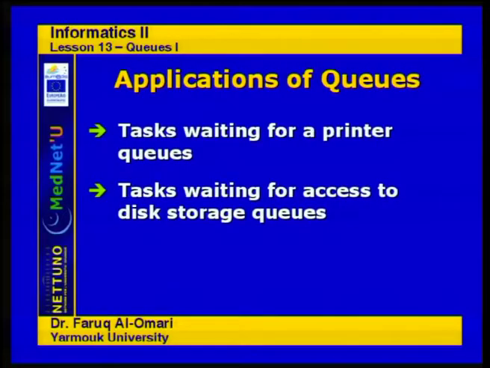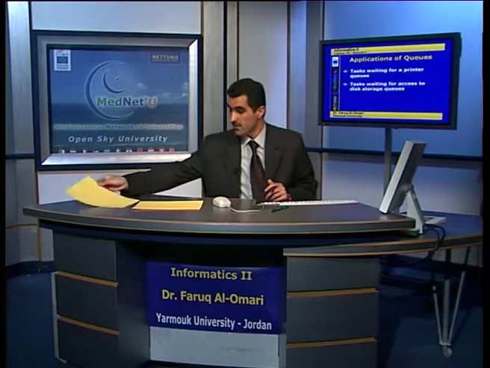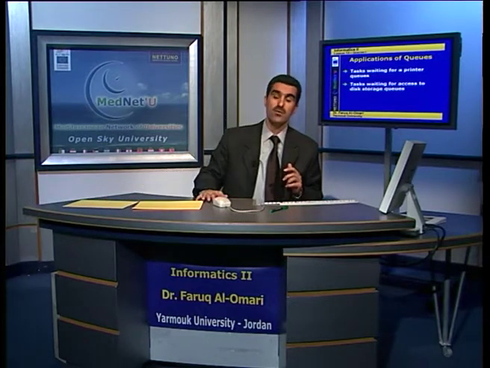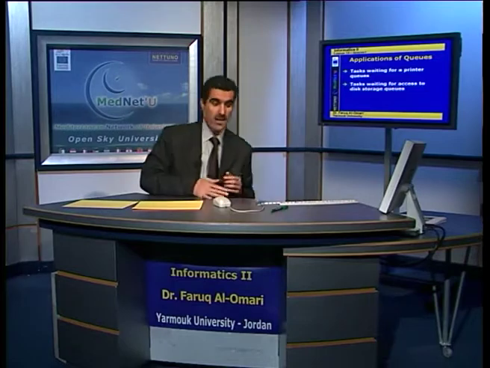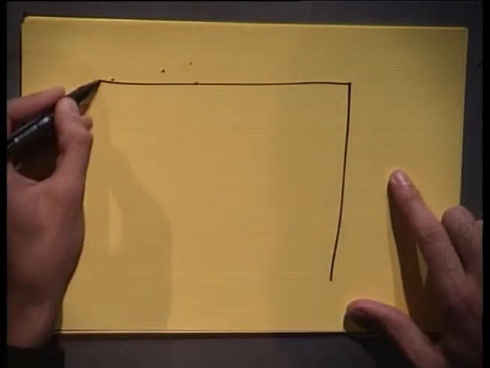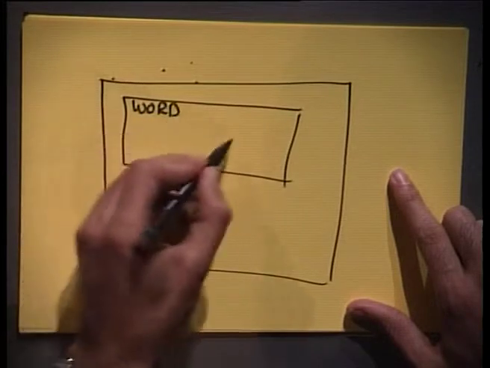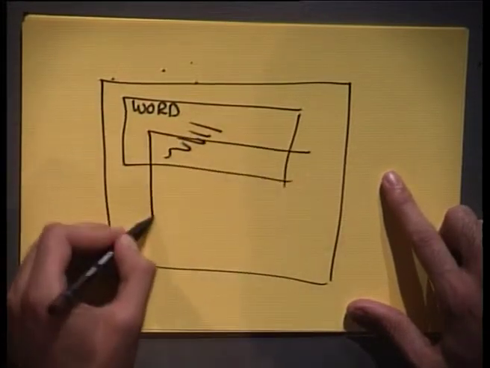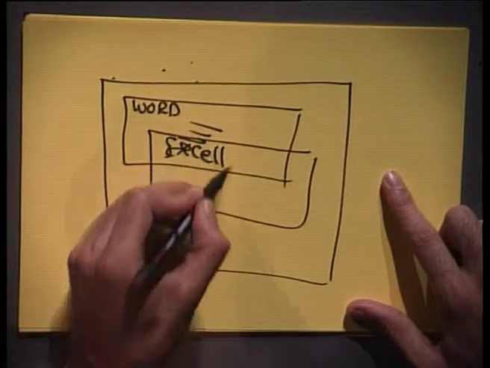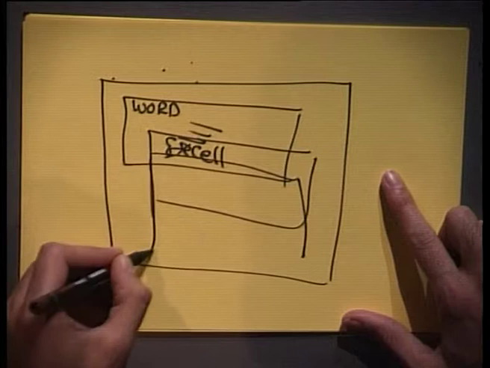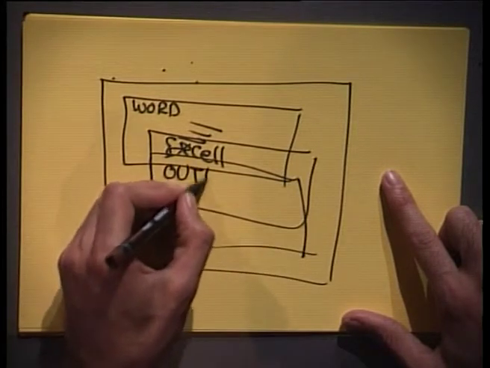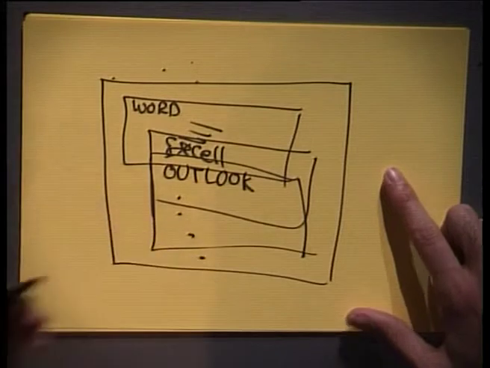Another example is tasks waiting for access to disk storage. In the same analogy, assume that you're working on your computer, but this time you have plenty of applications open. Here's your computer screen. You're running Word for Windows, working on some sort of document. You're running an Excel sheet. Maybe you're running the email client, Outlook Express. Four or five, maybe 10 applications, depending on the situation you're in.